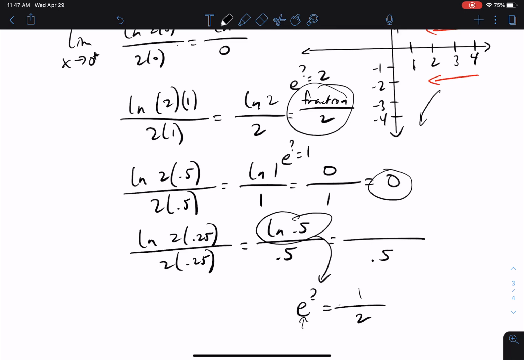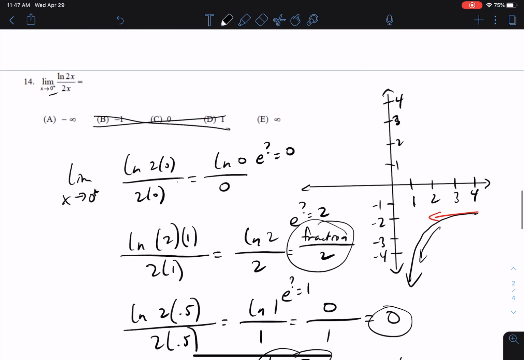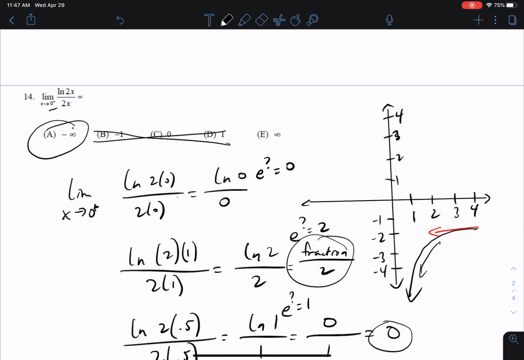So for me to do that, to really flip it, I would need that guy to be a negative number. So we have a negative number here. So when I do that, that's going to be a negative number. So what it looks like it's doing is, as it's getting closer and closer and closer to 0, it's going down, getting smaller and smaller and smaller, negative infinity.